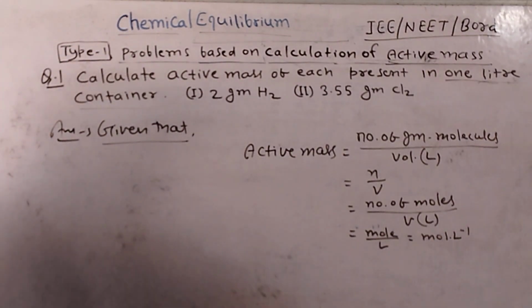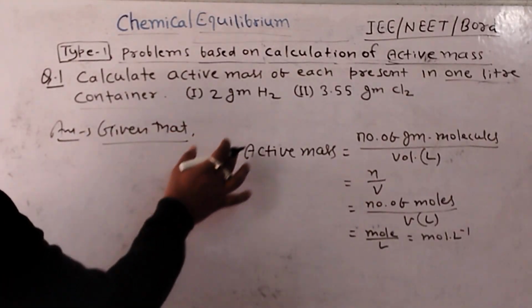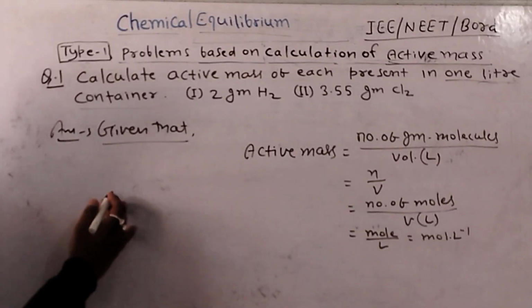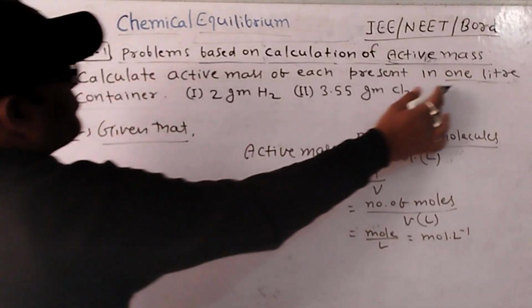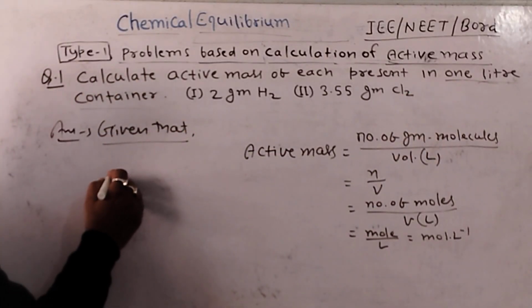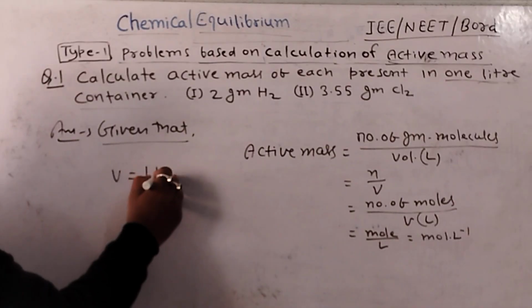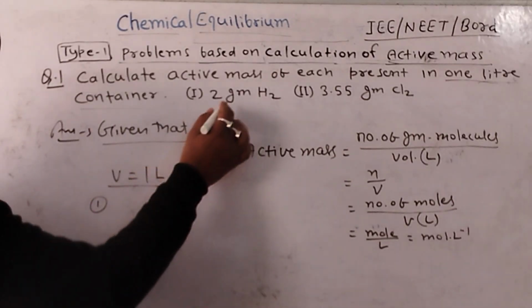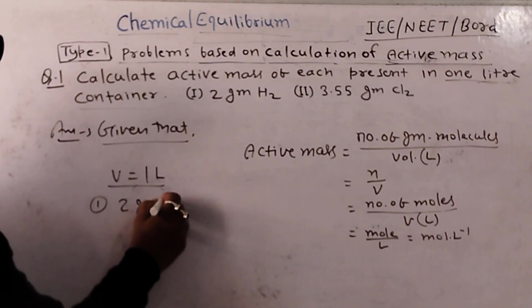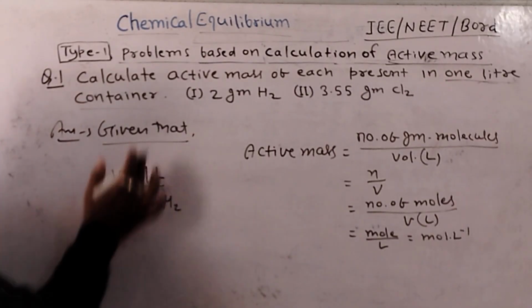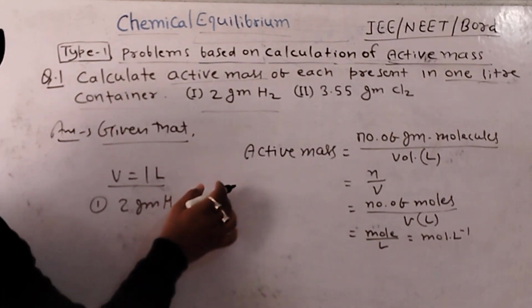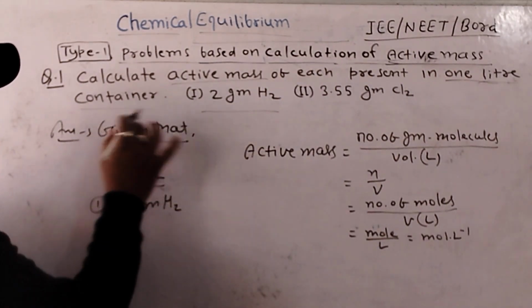On the basis of this formula, we can calculate active mass one by one. We can solve questions number 1 and 2 easily. So from the question, volume is 1 liter. And now for the first question, 2 gram H2. The question is: calculate the active mass of 2 gram of H2 if the volume of the container is 1 liter.